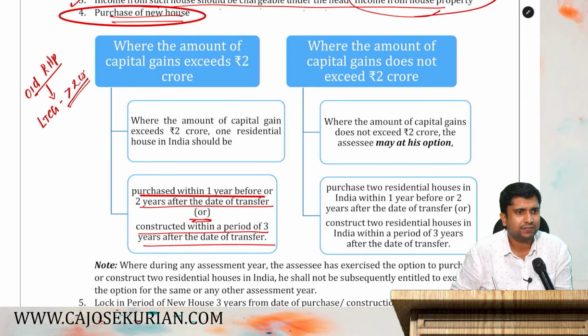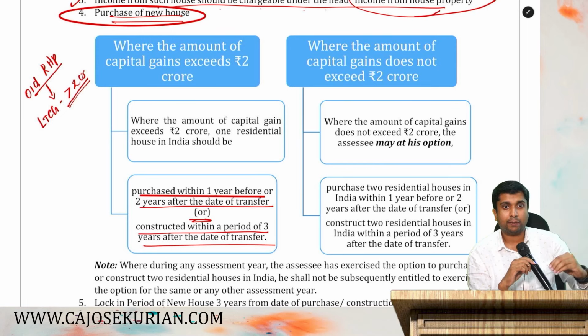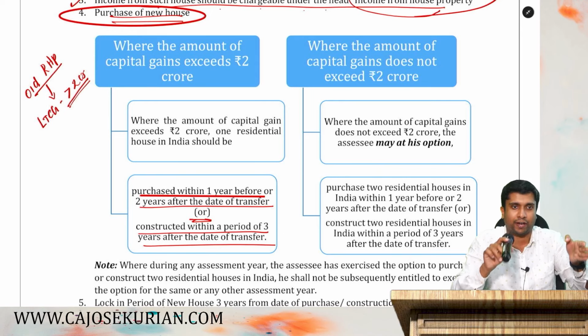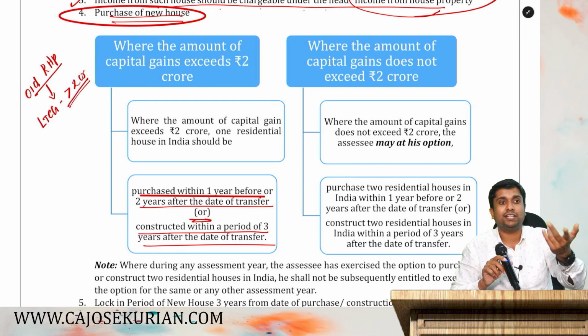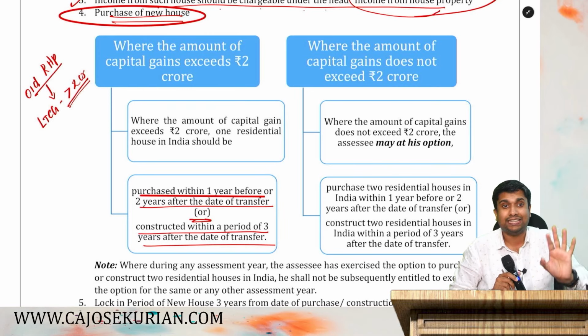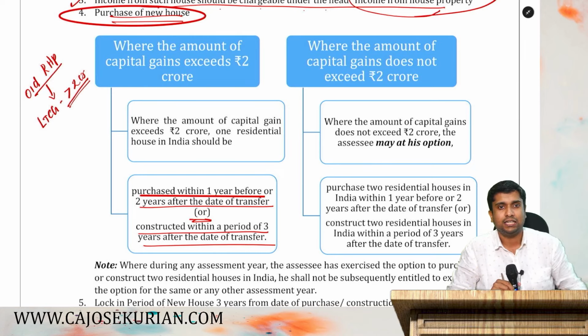What do you mean by this? I have sold an old residential house property and I'm planning to purchase a new residential house property. The department says there is a time frame. You cannot purchase the new residential house property at your wish, at any time. It is not possible. There is a time frame we are saying. What is the time frame? Either 1 year before the transfer of old residential house property or within 2 years after the transfer of old residential house property. What is this 1 year before?